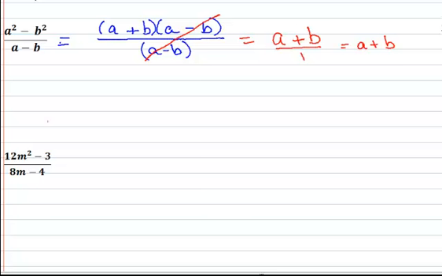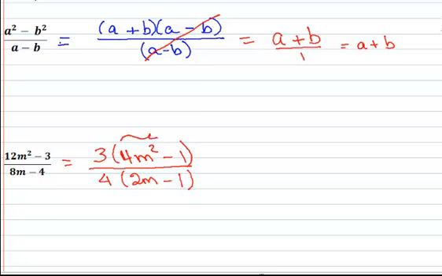Again, factor if you can. So the numerator has a greatest common factor of 3. That gives me a 4m squared minus 1. The denominator has a greatest common factor of 4, and that's 2m minus 1. Now we see here that that's the difference of squares, so we can factor that again.